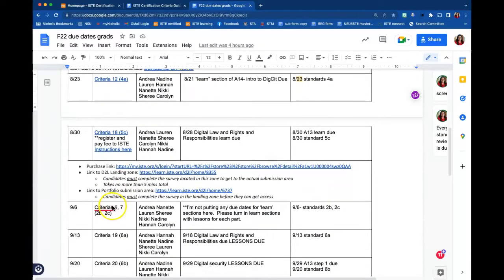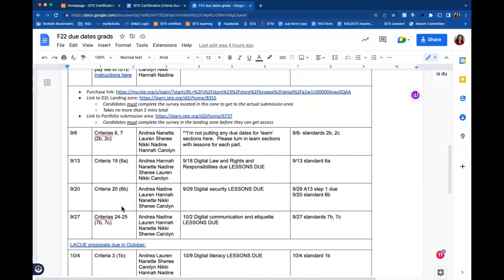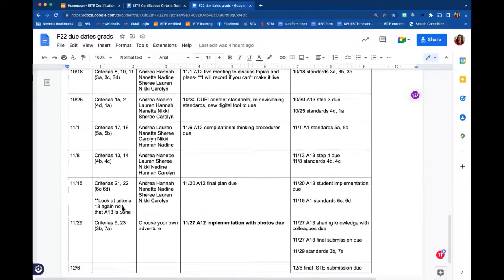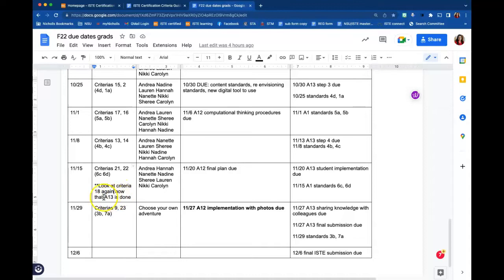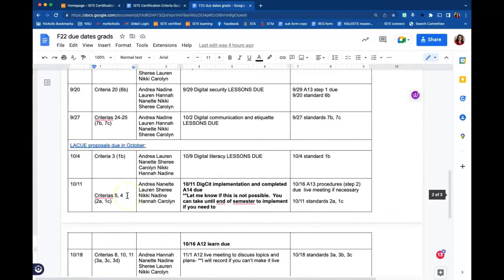This week we are working on criteria 6 and 7. I'm going to make two separate screencasts for these so that you can work on them individually if you would like to. Please also note that I added the criteria that we did last week down here, to when A13 is done, because as I said in my last video for criteria 18, I really think that A13 can be a better example of how you meet criteria 18 than A4 with the grant.